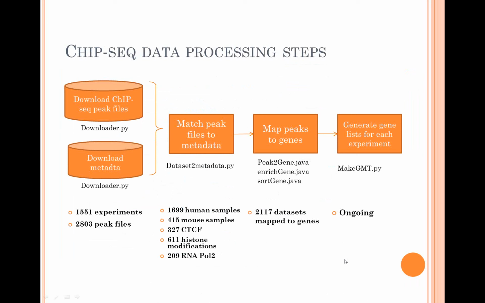So here is an example of what I've done with the ChIP-seq data from ENCODE. So there are a few steps. First, I download the ChIP-seq peak files and also the metadata. The raw data for ChIP-seq are just the FASTQ files, and then you map these reads to the reference genome and then identify the significant peaks. So I download the peak files and also match each peak file to its metadata. Now I know the cell types and the transcription factors or histone modifications.